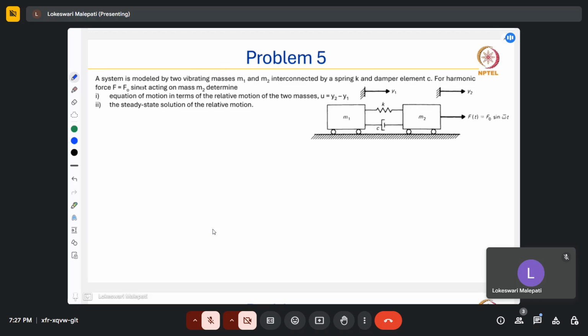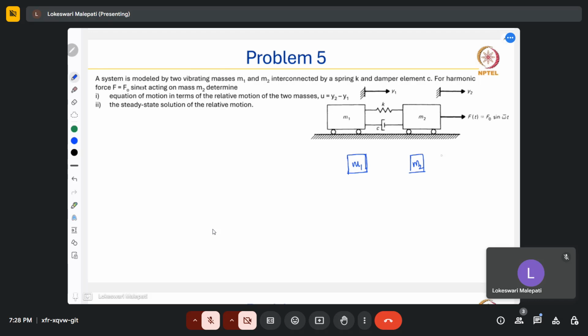So here actually there are two masses which are interconnected using the spring and the dashpot. If you see here we have y1 and y2, but however we need to write the equation of motion only in terms of the relative displacement between these two masses. So let's try to solve this problem. We can solve this by first drawing the free body diagrams for the two masses M1 and M2.